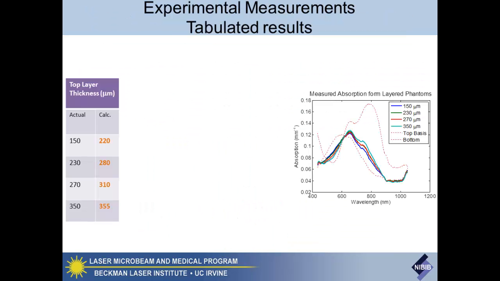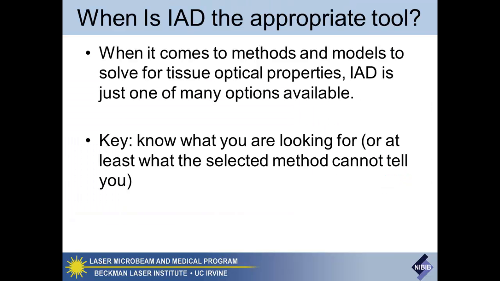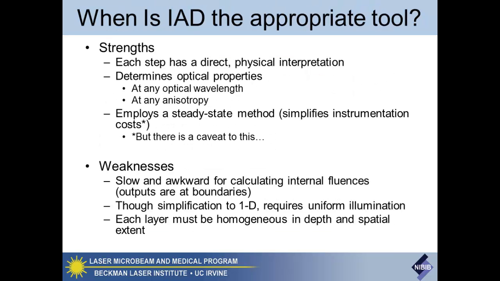So, the last thing that I wanted to talk about is to try to put this in the context of other methods and inverse solver tools. Just to draw everything together in terms of when inverse adding doubling would be an appropriate tool, it has certain strengths. Each step of inverse adding doubling, or even just the adding doubling method itself, the forward model, has a direct physical interpretation. It's always describing things in terms of radiance, which you can measure in terms of reflectance and transmittance. It's very insensitive to optical properties over a wide range.